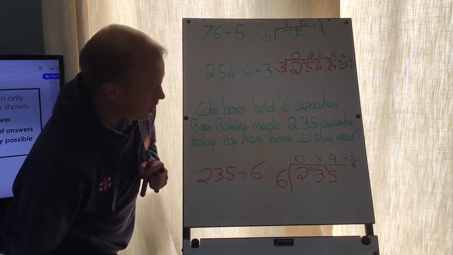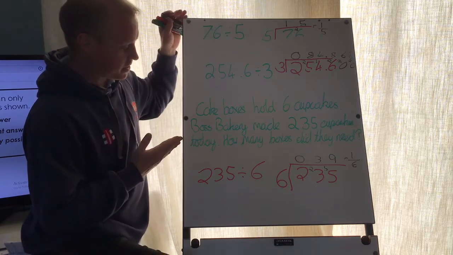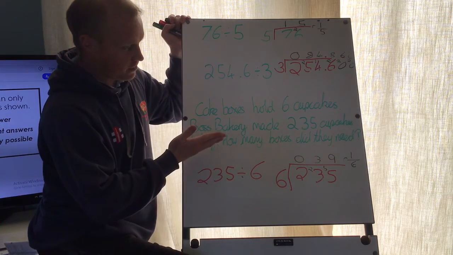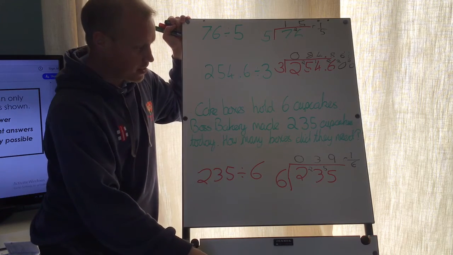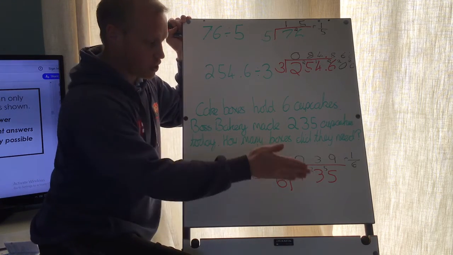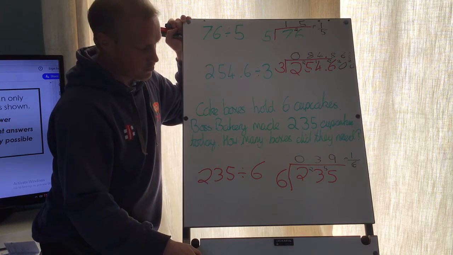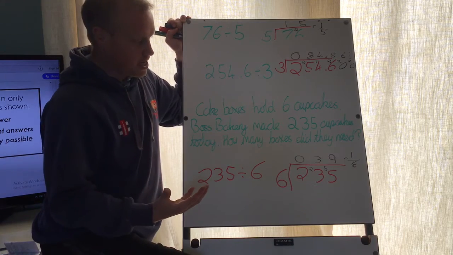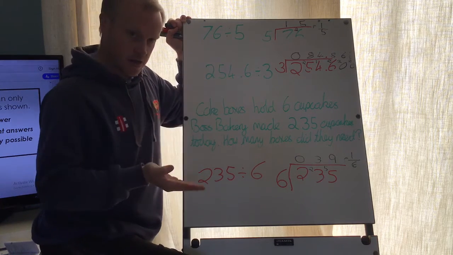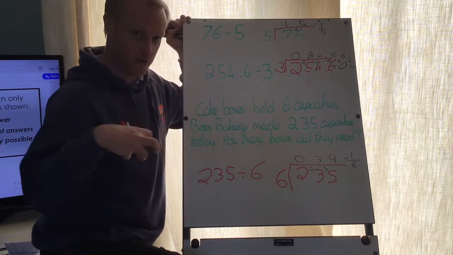But we need to apply some sort of common sense here. So there were 235 cupcakes made. Boxes hold 6 cupcakes. So a typical error here is that children would put the whole number. They put, right, well, we need 39 boxes, remainder 1/6. Well, what does remainder 1/6 mean as a box? You're not going to suddenly at the end of the day just cut the cupcake boxes into 6 parts and just take 1 part, are you?